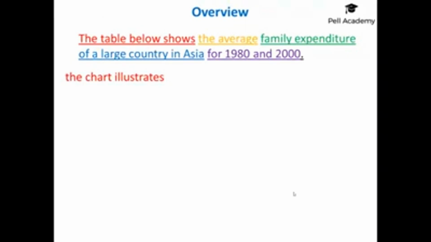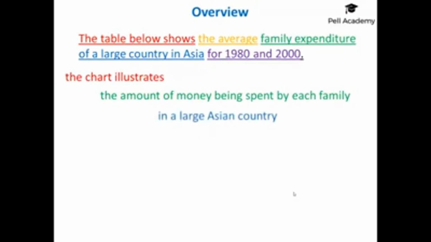Family expenditure, I have paraphrased this as the amount of money being spent by each family. Now, it's rare that 2 words would become 9 words like this, but it's okay, and I'm avoiding any repetition, I'm avoiding taking too many words from the question. So it means the same, I'm happy with that. Of a large country in Asia, I have in a large Asian country. Now, I'm sure you guys know synonyms for large. Perhaps you had in a big Asian country, but I just feel that the word large is more academic and more suitable, so I'm going to keep this one. And the final piece then is for 1980 and 2000. I have in 1980 and 2000.